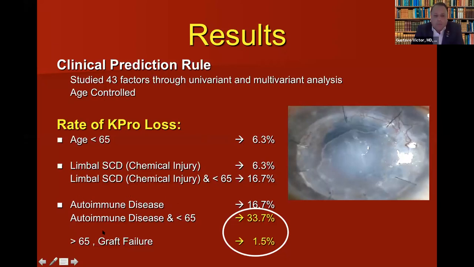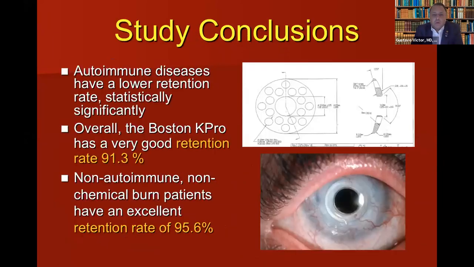Also, you can see in the immunodeficient people that if the patient is less than 65 years old, the younger patient, you can see the worst scenario in the surgery in contrast to patients after 65 years old. So the conclusion of this paper is that autoimmune disease has a lower retention rate, very statistically significant. Overall, the K-Pro has a good retention rate, 91%, and non-immune and non-chemical patients have excellent retention.